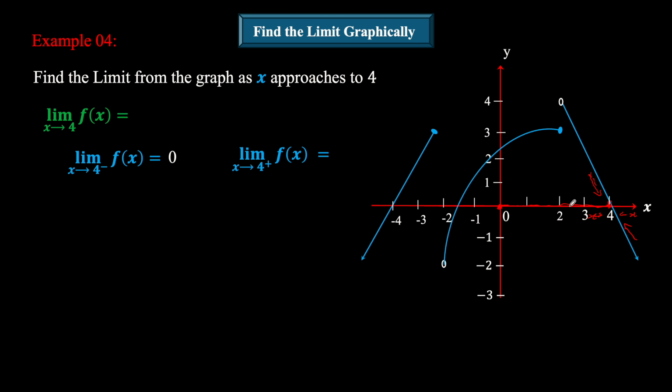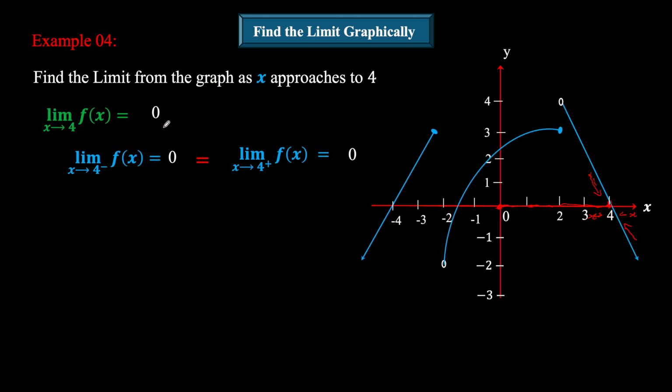So if we move again to this point, we see that f of x approaches 0 as x approaches 4 from the right side. So that's why the limit from the right side is equal to 0. Since the limit from the left side and right side are equal, the overall limit exists. So we say the limit as x approaches number 4 of f of x is equal to 0. Okay?